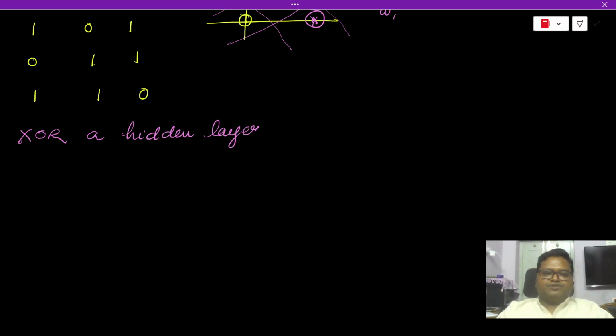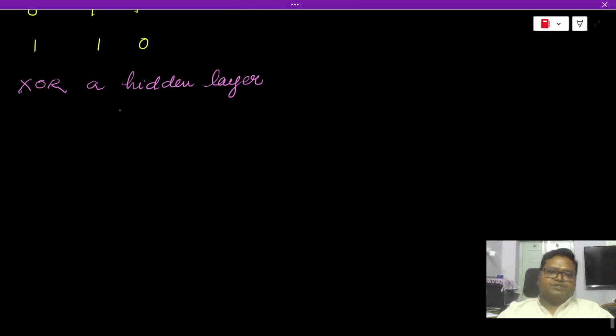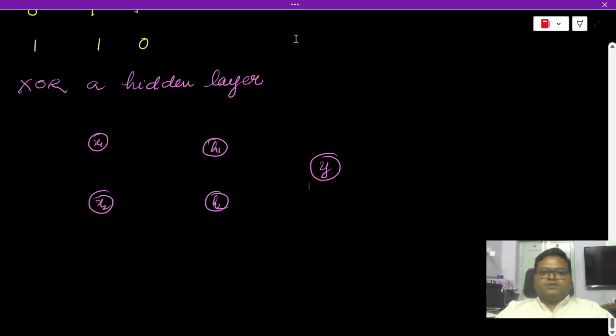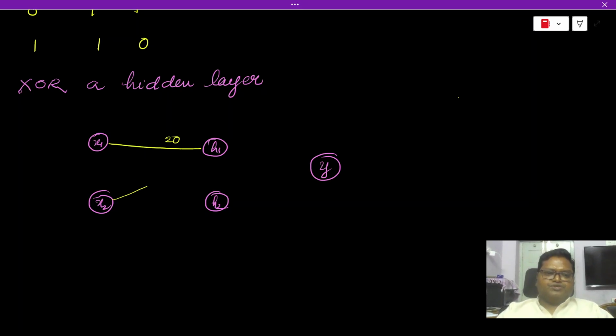And let us assume the activation function as sigmoid. Let us consider a simple model. You have x1, you have x2, and you have h1, and you have h2, that is the hidden layer, and of course y, the output layer. Now let us take some values that will work. For a simple case, let us say this weight is 20 and this weight is also 20.